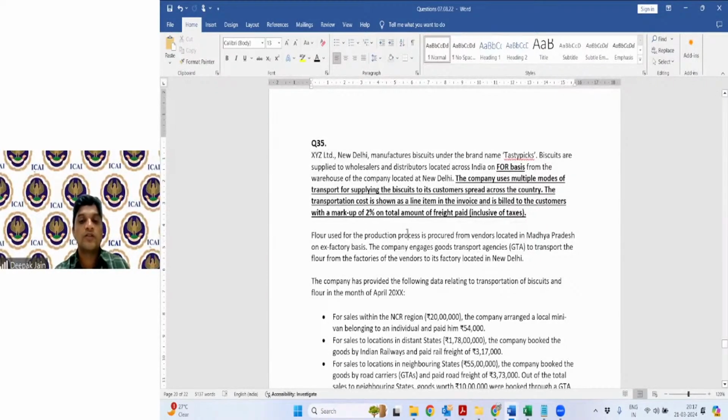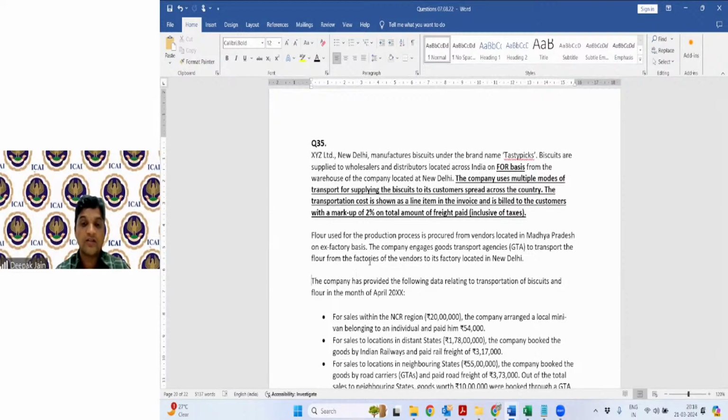Flour used for the production process, like biscuit is there, so they will purchase the flour, atta. So atta for all the production process is procured from vendors located in Madhya Pradesh on ex-factory basis. Okay, ex-factory basis means they will deliver up to the factory, and from there the responsibility of transportation is on me. I have to get the goods. The company engages goods transport agencies to transport the flour from the factories of the vendors to its factory located in New Delhi.